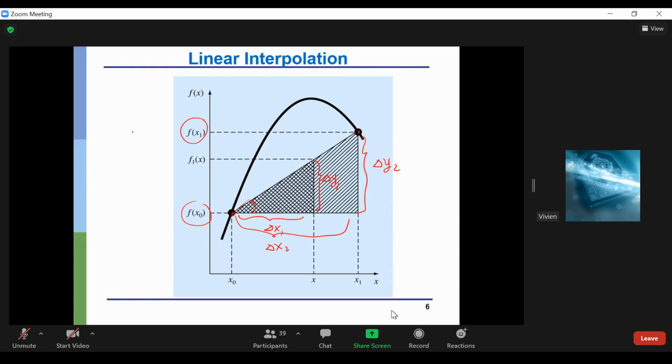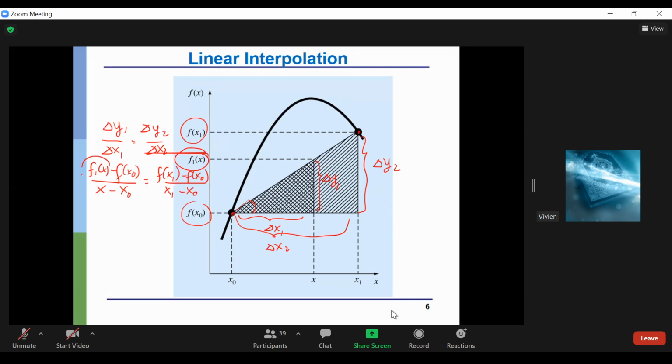Yeah, or we can say that delta y1 over delta x1 will be equal to delta y2 over delta x2, because the slope is the same. Or we can say that delta y1 is f1(x), the interpolated value, minus f(x0), over delta x, which is x, the value that we want to find, minus x0, and that will be equal to f(x1) minus f(x0) over x1 minus x0.